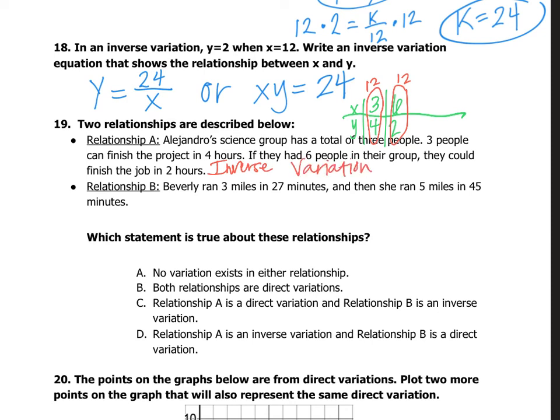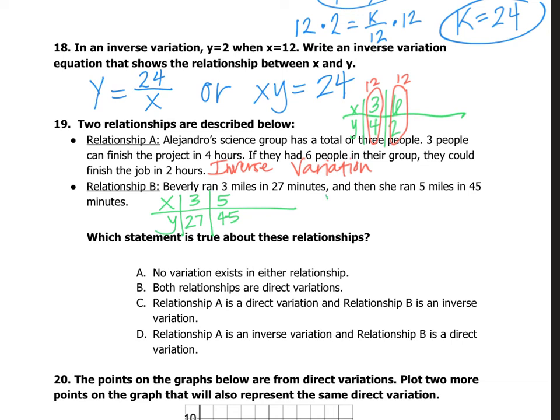Okay, now let's look at relationship B with Beverly. So I'm going to write X and Y. Let's let miles be X, so 3 miles, and Y be minutes, 27. And then 5 miles and 45 minutes. So to check for direct variation, as you can tell, going from 3 to 5 does not occur naturally. So we can kind of set this up as a ratio like we would do if we were solving for a missing value, and just check to make sure that they are equal to one another.